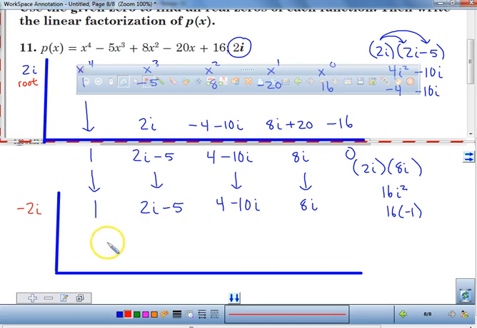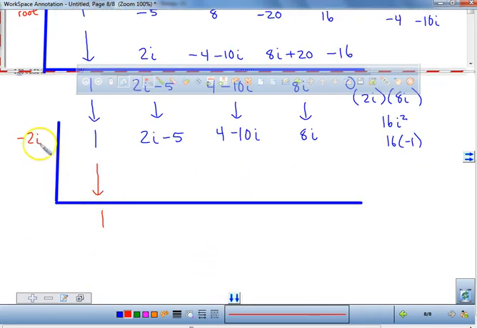Just watch and see. What do we bring down? We bring down a 1. What is a negative 2i times a 1? Negative 2i. Look, i goes away. Now you have negative 5. Okay, slow down. All right, the person watching is like, slow down, people. 2i minus 2i cancels out. So what am I left with? Just a negative 5. But wait, we multiply a negative 2i times a negative 5, and we get a positive 10i.